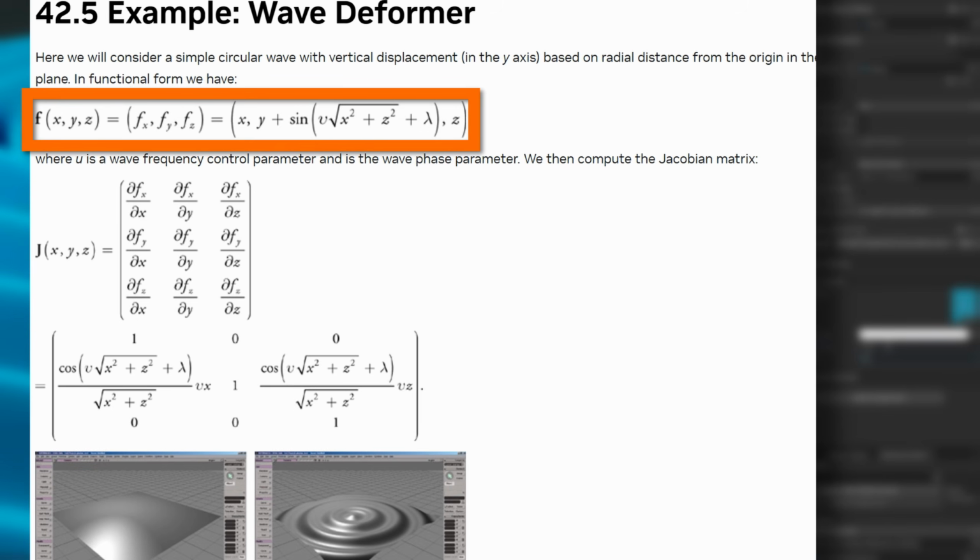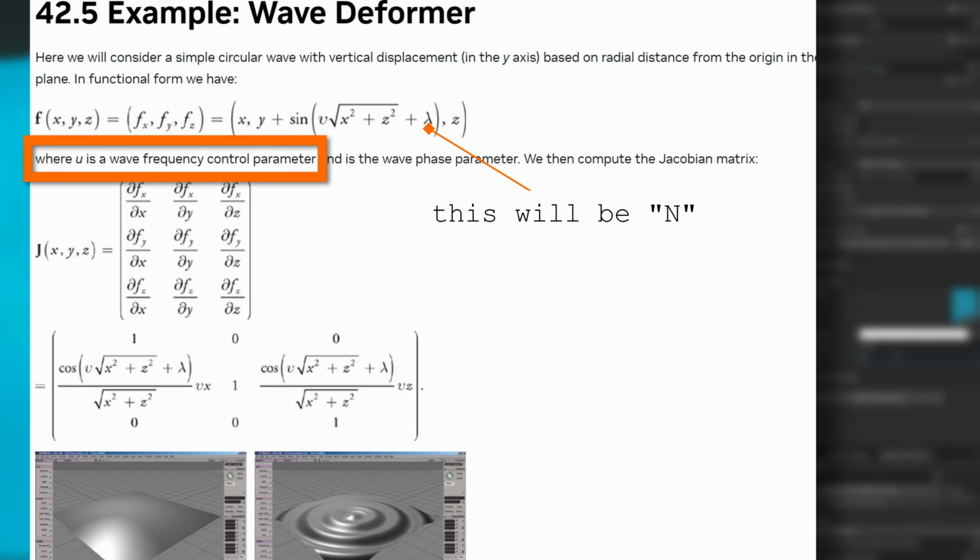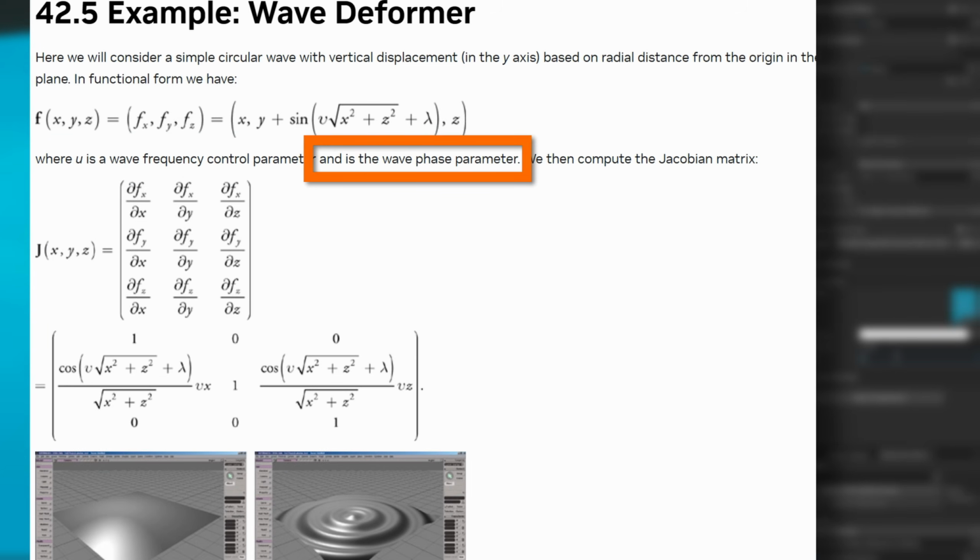The key formula is we're going to set the y position to be y plus the value of sine computed at u times the square root of x squared plus z squared, and then adding in n, where u is the frequency parameter, which is going to be an option on our shader, and n is the phase parameter, which we're just going to set to be time times speed, and we're using a negative value for that.